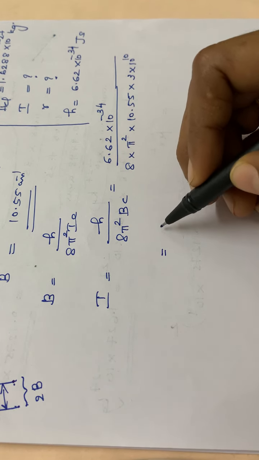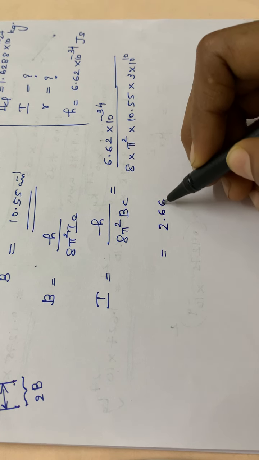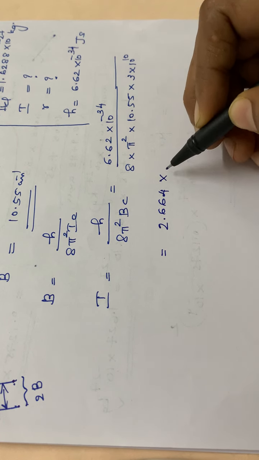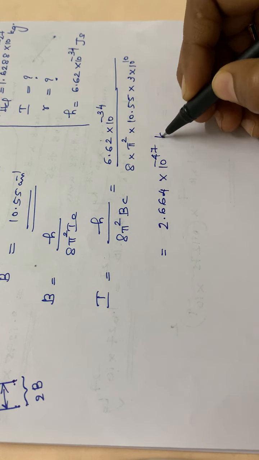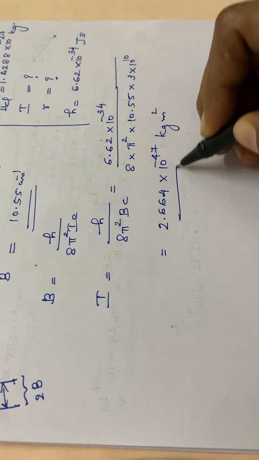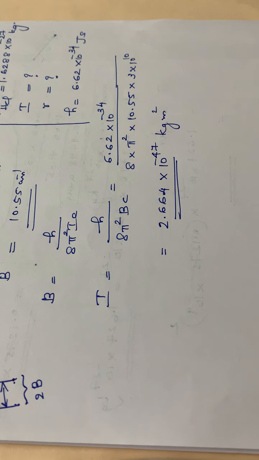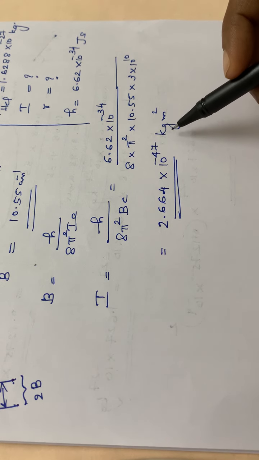So I is equal to, it is given in your textbook as 2.664 into 10 raised to minus 47 kilogram meter square. You have to calculate it. Then write the answer. Please don't copy from this. So this is the value of I.